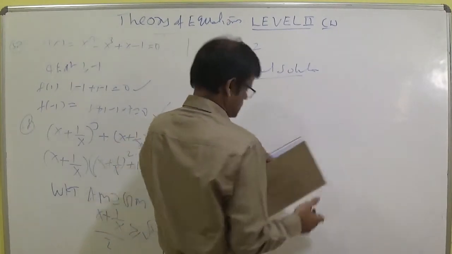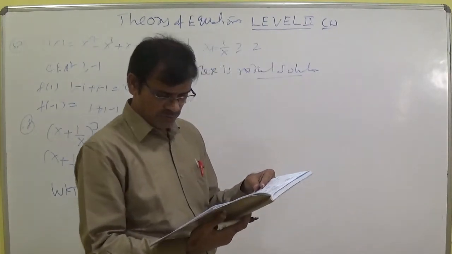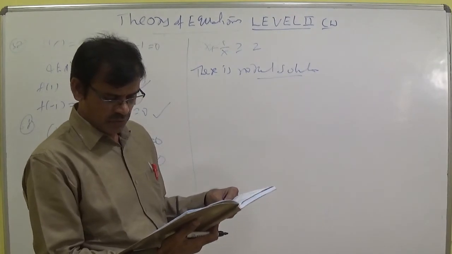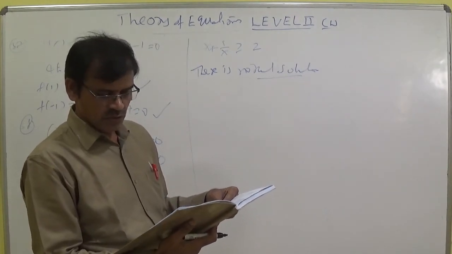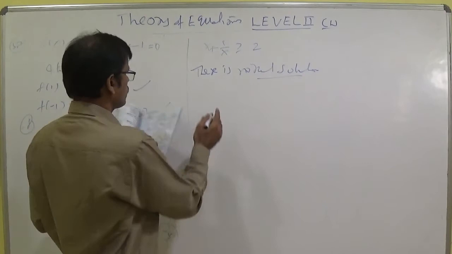So what is he asking? The number of real roots. It is not possible, so 0 is there. Okay, option 4.